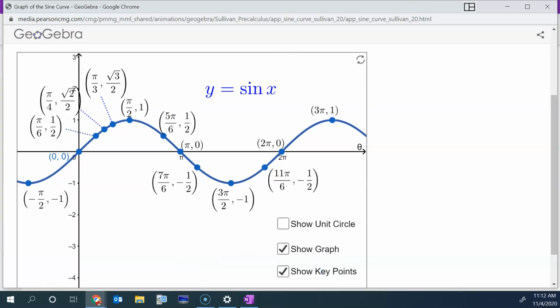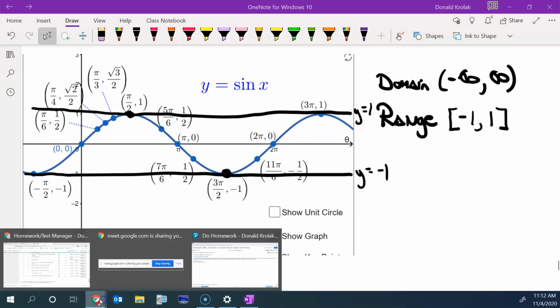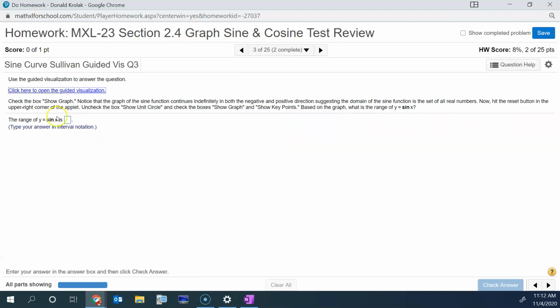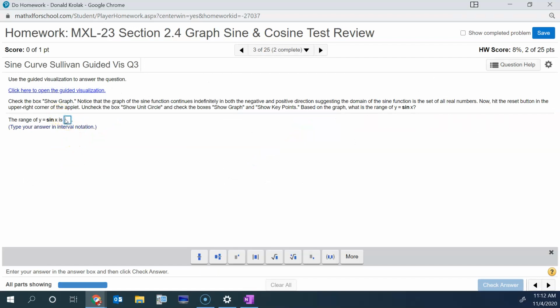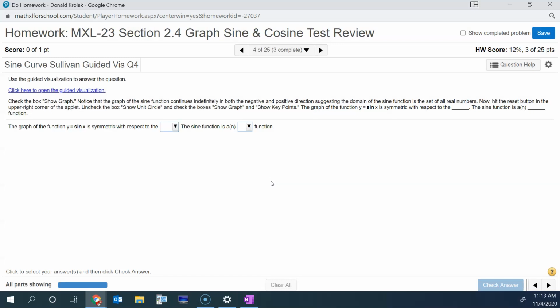Right, so we answer that. Let's see that. And I'm going to type it in as bracket because it passes through -1, 1 bracket. Check the answer.